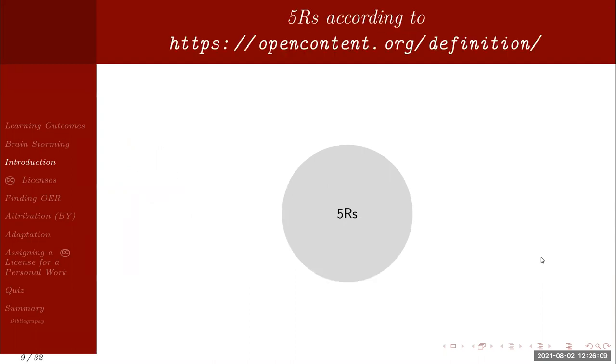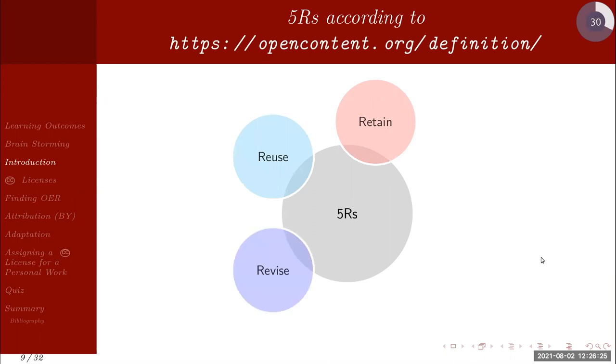This is the so-called 5 R's in open educational resources. When you obtain open educational resources, you can retain them, reuse them, revise them, remix them, and redistribute them. However, it will depend upon the type of license you are using. Not all licenses will permit all of these things, so you should be careful. There are different types of licenses, and not all of them support the 5 R's.